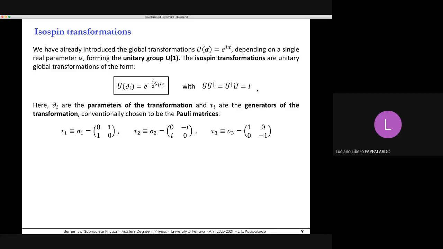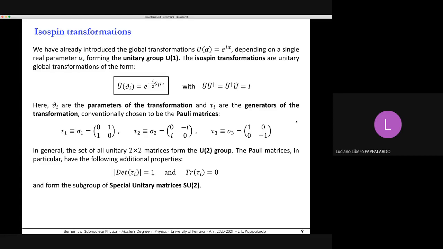So what we have here, the θ_i are the parameters of the transformation, okay, and the τ_i are the generators of the transformation. And this is, of course, general for any kind of transformation that we have been studying. Now, these three generators are conventionally chosen to be the Pauli matrices. So we will call them tau instead of sigma, but they are exactly the three Pauli matrices.